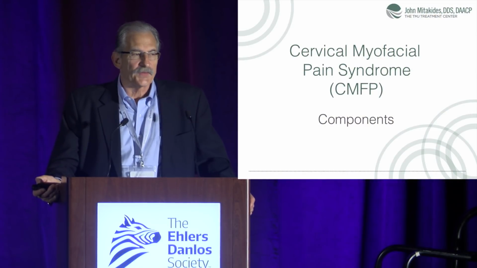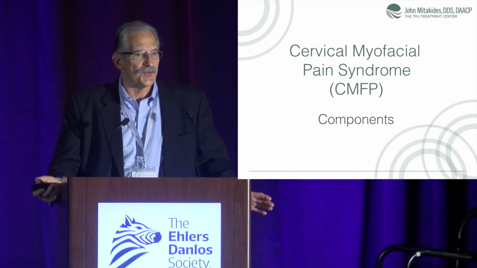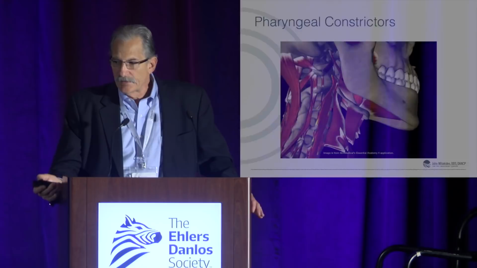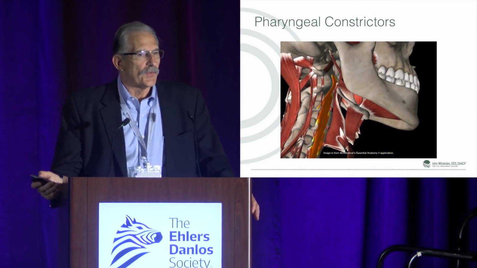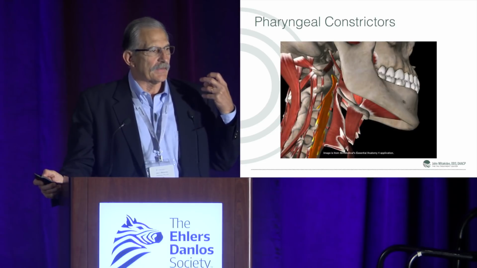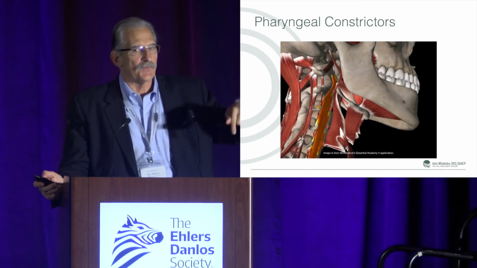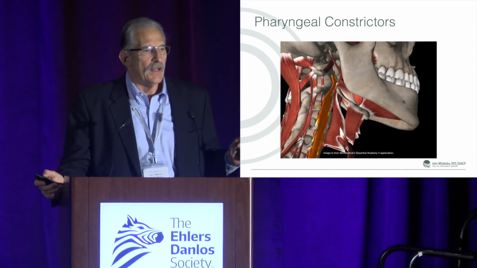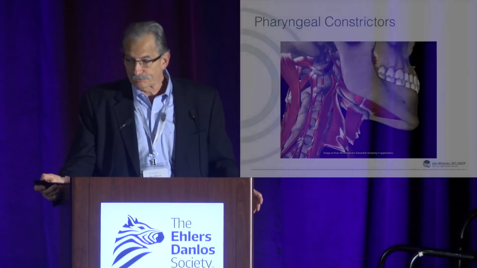So now we're going to talk about the cervical myofascial pain syndrome. Basically it's a combination of about 4 different things. So let's talk about the pharyngeal constrictors first. What are those? Those are the muscles in your neck and your throat that, when you swallow, constrict and put the food down your throat. They actually maintain the tone of your pharynx.